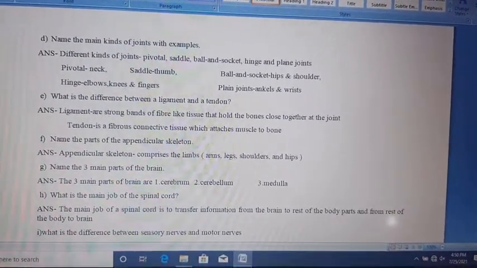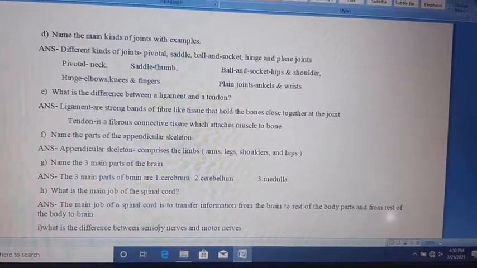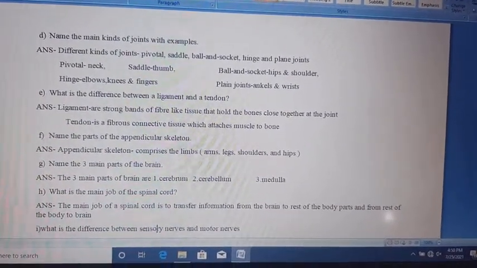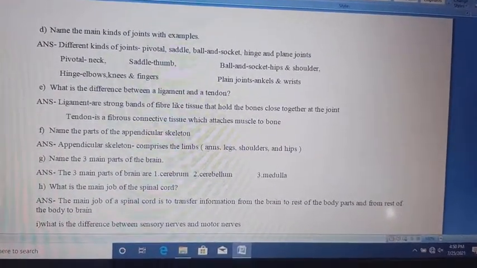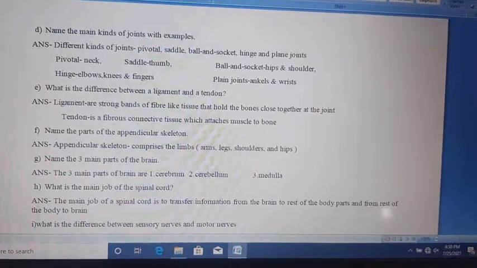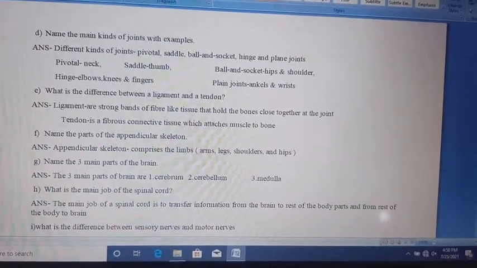H. What is the main job of the spinal cord? Answer. The main job of the spinal cord is to transfer information from the brain to rest of the body parts and from the rest of the body to brain.